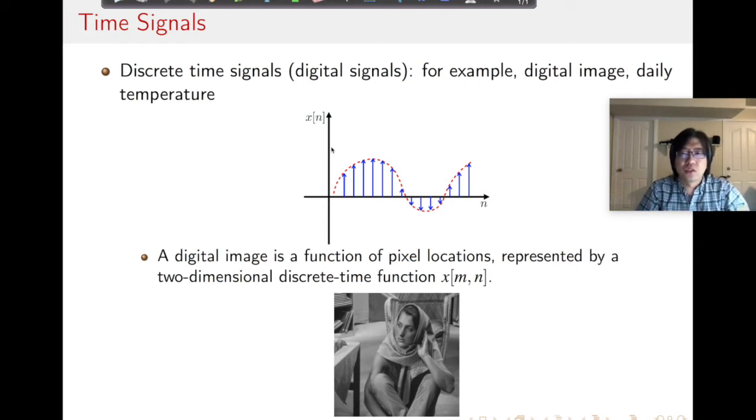And digital signals are maybe even more common today. For example, a digital image is a digital signal, like this. And also, most data can be understood as a digital signal. For example, the daily temperature. We may not measure the temperature all the time. We may just measure it once an hour. So that's a discrete time signal, okay?